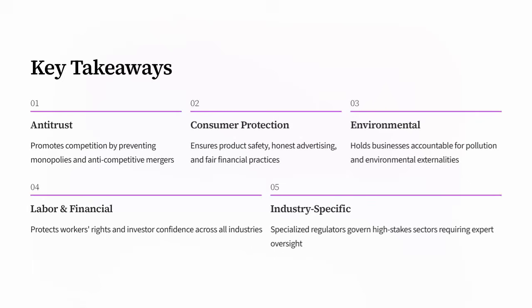The key takeaway is that regulation serves several complementary purposes. It protects competition, consumers, the environment, workers, and investors, while specialized regulators provide expert oversight in high-stakes industries. Together, these frameworks promote fair markets, safer products, accountability for externalities, and confidence across the economy.